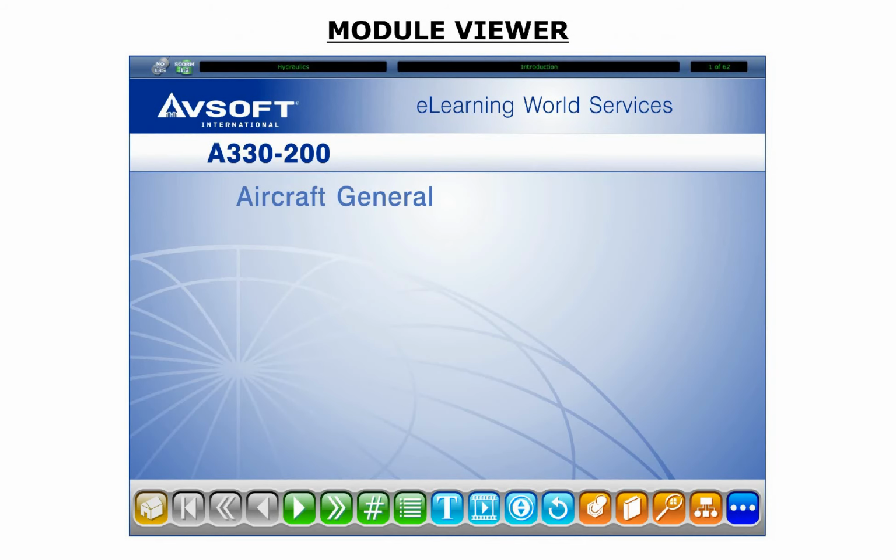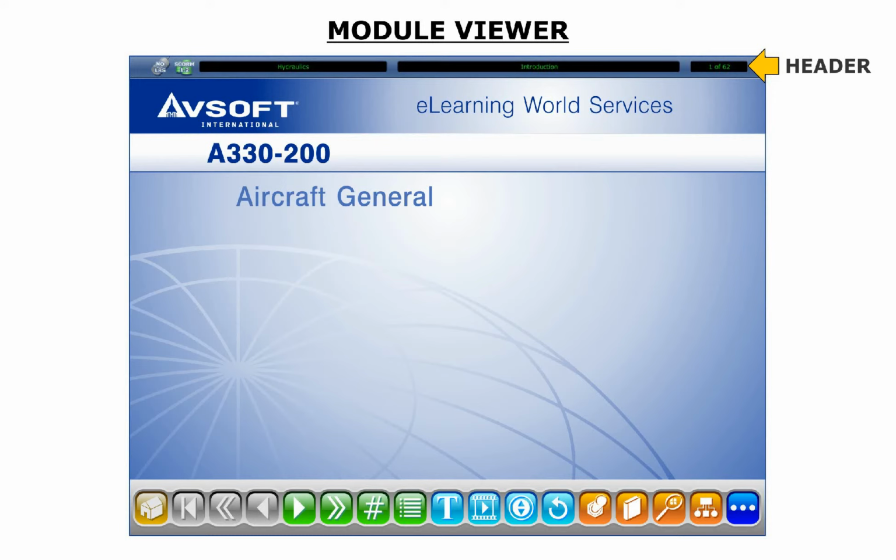The module viewer has three main display areas. The header at the top of the viewer displays, starting from left side, LRS connectivity, LMS connectivity, the module title, the topic title for the current page, and a page counter.